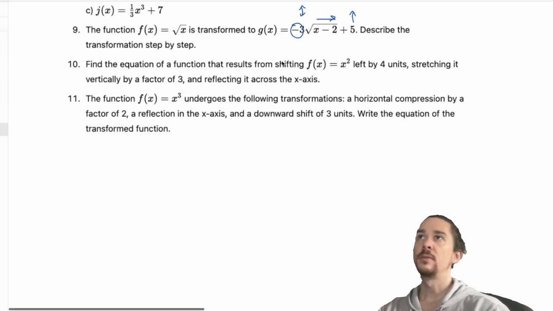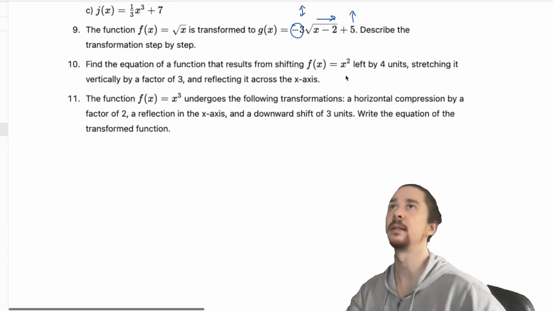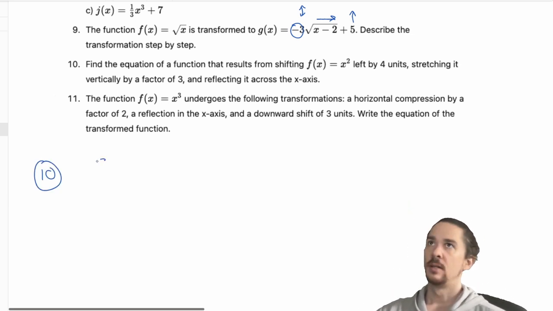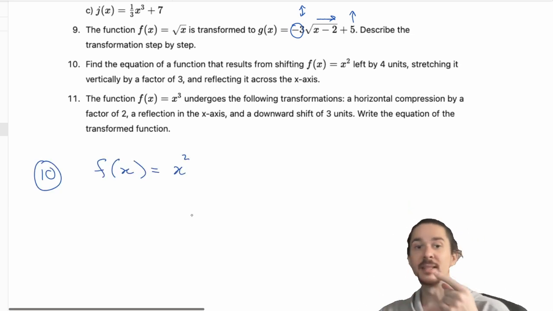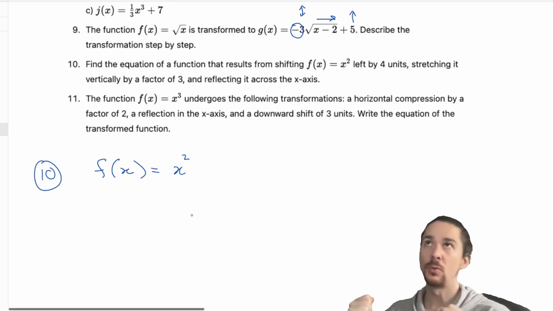Okay, find the equation of a function that results from shifting this left by 4 units, stretching it vertically by a factor of 3, and reflecting it across the x-axis. Oh boy, so we got a lot going on here. So we start with f of x equals x squared. We want to shift it left by 4 units. That's the negative x direction, which means we're going to have to add 4 inside the function. So it will become f of x plus 4.